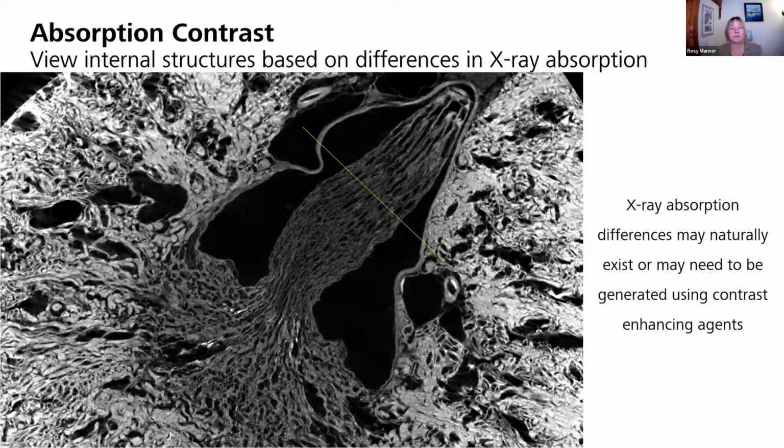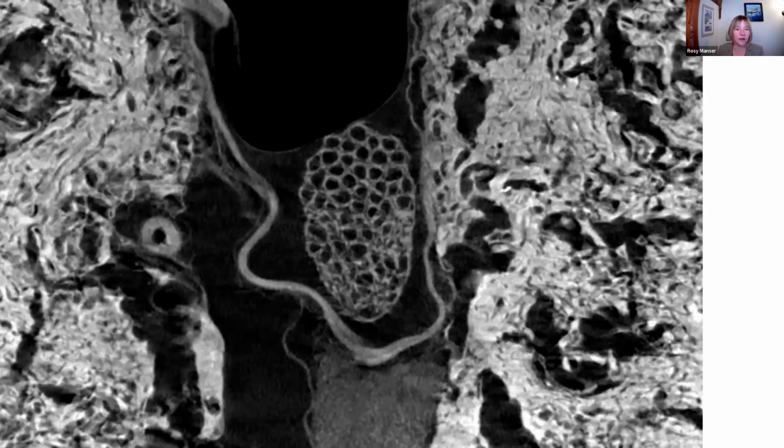So this is the kidney specimen again that I showed at the beginning. And if you look at the cross section where that yellow line was, this shows you that you can view that image from all sorts of different angles, all at really high resolution using this contrast enhancement.